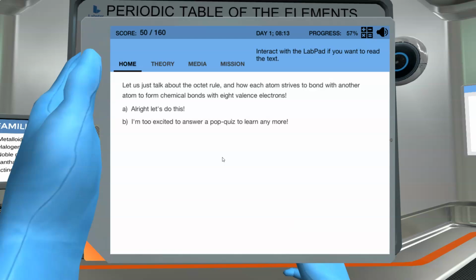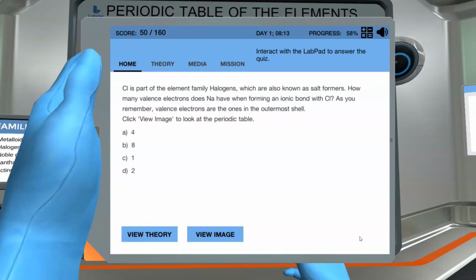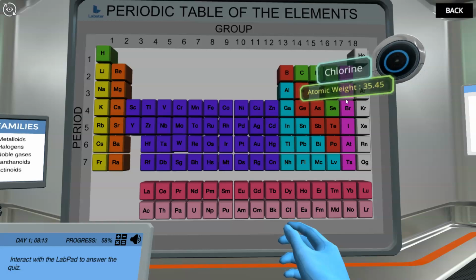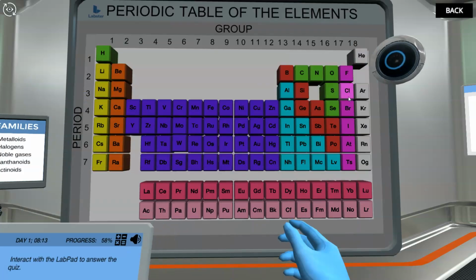Don't forget you can check out the Theory tab on your lab pad at any time to learn more about valence electrons and the octet rule. Chlorine is part of the element family halogens, which are also known as salt formers. How many valence electrons does sodium have when forming an ionic bond with chlorine? As you remember, valence electrons are the ones in the outermost shell. Click View Image to look at the periodic table.